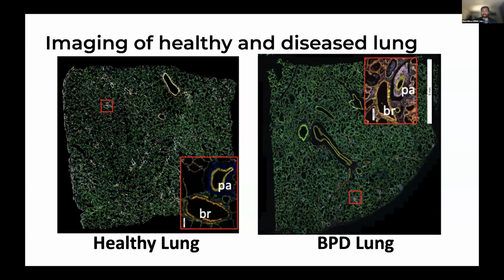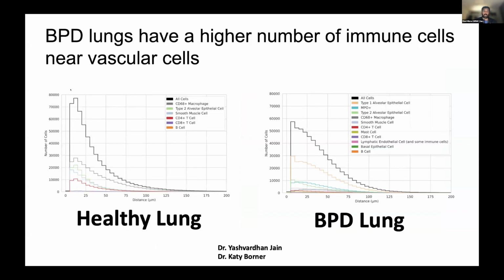So really, by being able to map how far away these cells are from each other, this is where Katy and Yash had graciously collaborated with Gloria's group, looking at just really where the distribution of the cells are in the healthy lung and the BPD lung. And in this particular case, you can see that there are quite a few immune cells present within the BPD lung that are near vasculature.